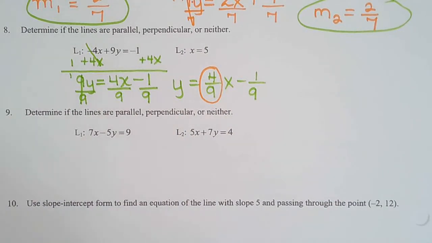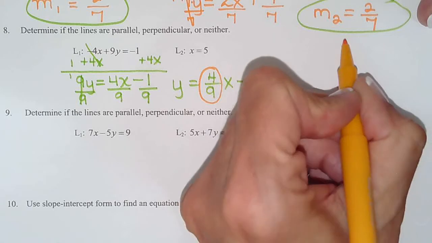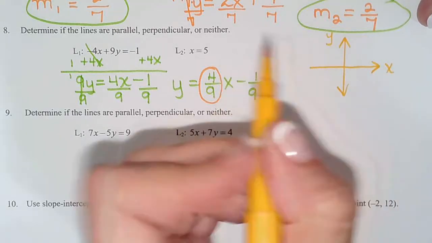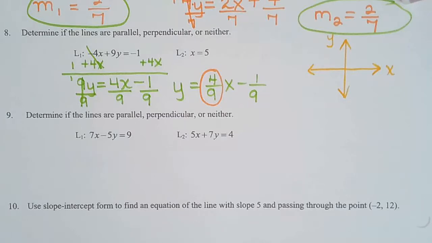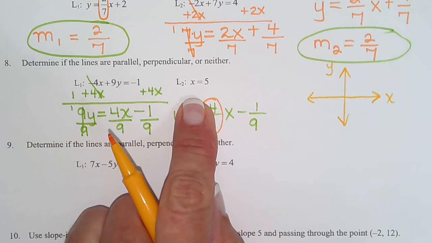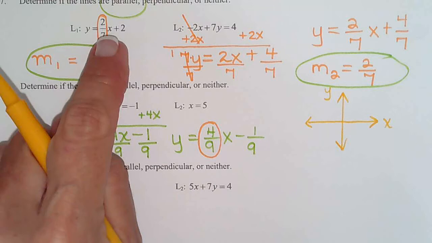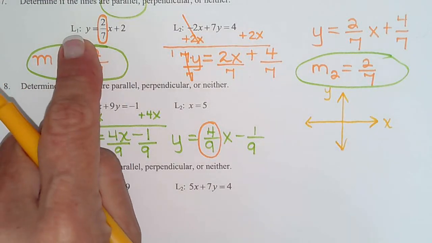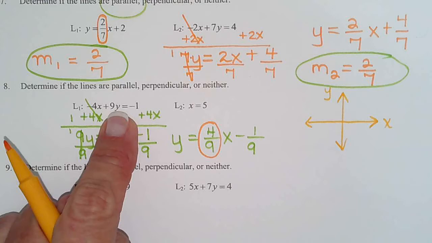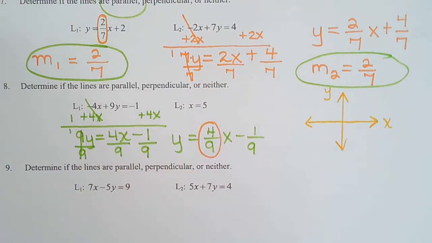A lot of students don't know what x equals 5 graph says. So I'm going to give you a little bit of a hint. So here's the coordinate plane. X is the horizontal axis, y is the vertical axis. Notice how this looks different than all the other lines. This line has an x and a y. This line has an x and a y. This line has an x and a y. This line only has an x.